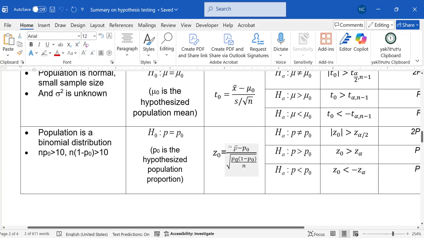This is p0, not p hat. That's another common error. Okay? So you claim the p equal to 0.8. Now you calculate the standard error based on what you claimed in the null hypothesis. It's not the p hat from the sample. Another thing always missing, people forget to check the np0 should be larger than 10. It's, see, also the one you claimed, not np hat, np0. Okay? np hat only appears on the confidence interval part if you check.